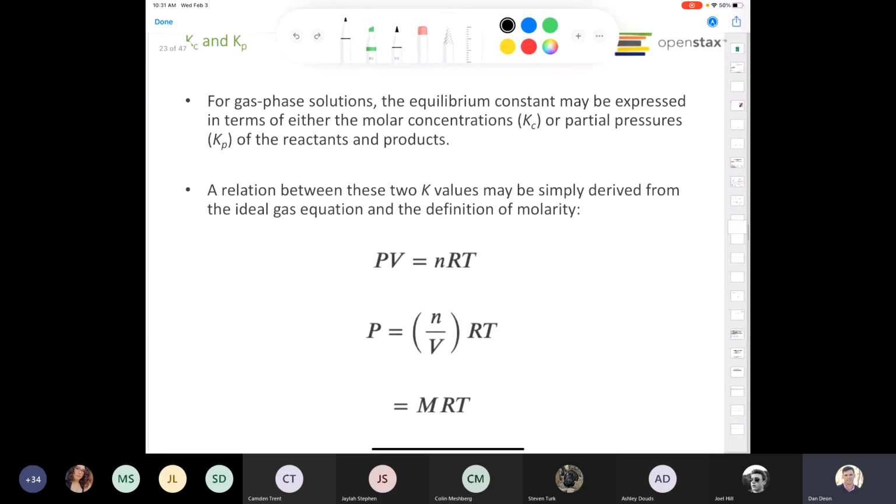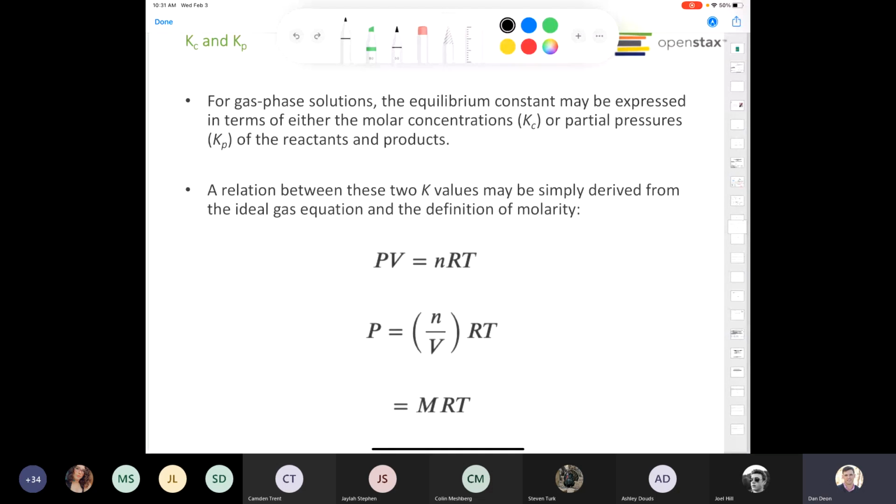So let's look at this slide here. It says for gas phase solutions, the equilibrium constant can be expressed in terms of concentration or partial pressures, either one. So you can use Kc or Kp. But what would the relationship be between Kc and Kp? Well, you got to go back to ideal gases, right? You guys remember this chestnut over here? PV equals nRT. I know you all have that memorized from General Chemistry 1.